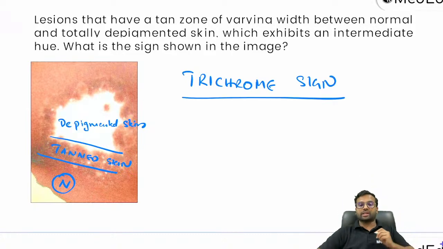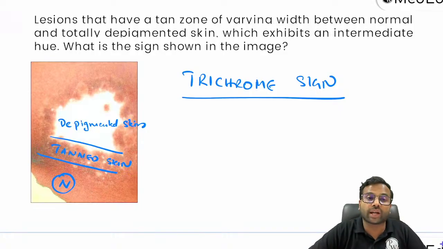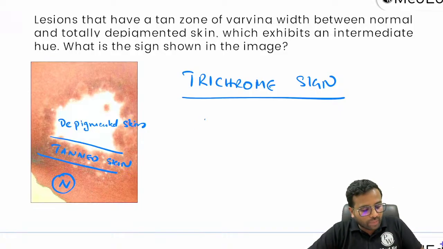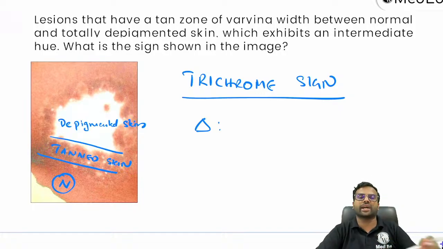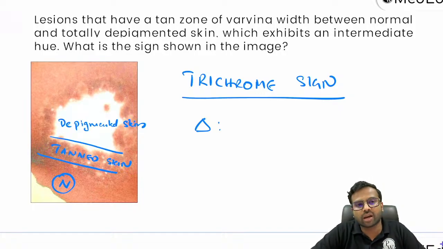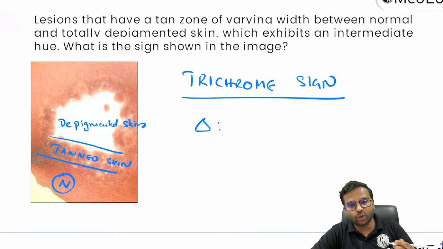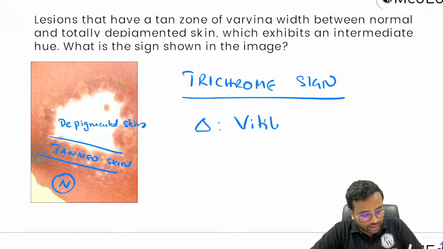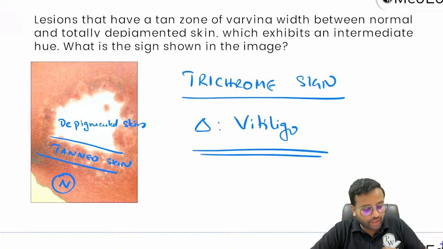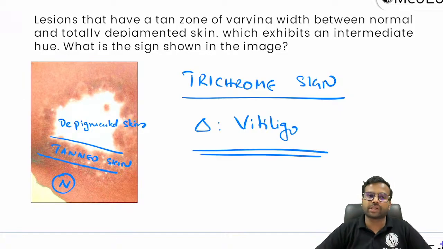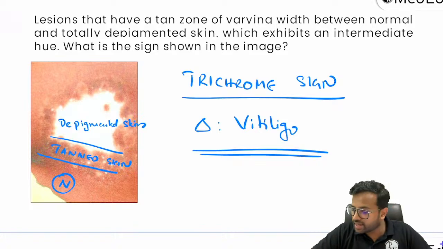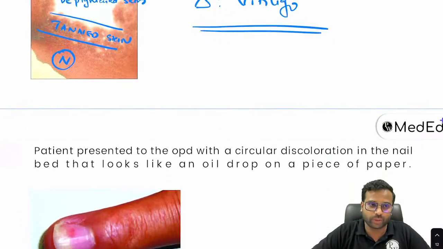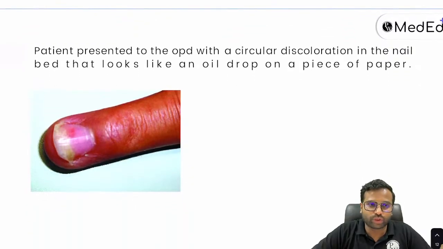Kishore is also answering. Charan has also answered. So this is called a trichrome sign. Can you tell me in which disease or what is the diagnosis when you see that a patient has a trichrome sign visible in the skin? Very good. The answer is going to be vitiligo. So in vitiligo, we can see this very specific sign which is called a trichrome sign. Very good. Now let's move to the next one.